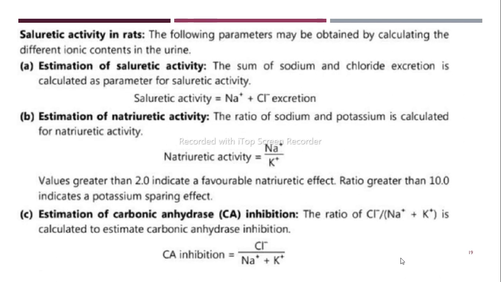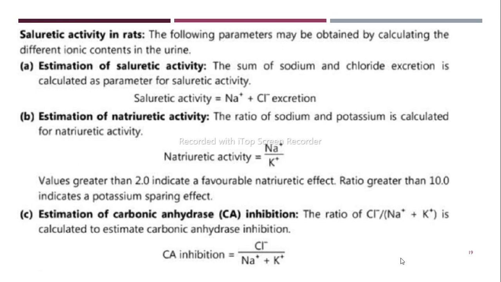Okay, then we have the saluretic activity in rats. The following parameters may be obtained by calculating the different ionic contents in the urine. First is the estimation of the saluretic activity. The sum of sodium and chloride excretion is calculated as the parameter for the saluretic activity. So it is simple: saluretic activity is equal to sodium plus chloride excretion.